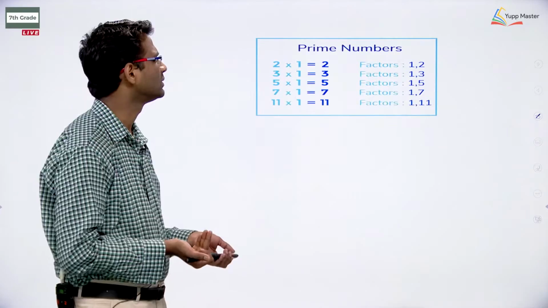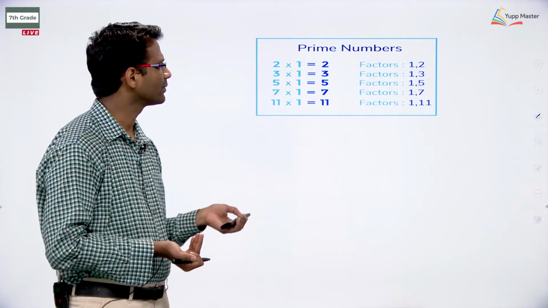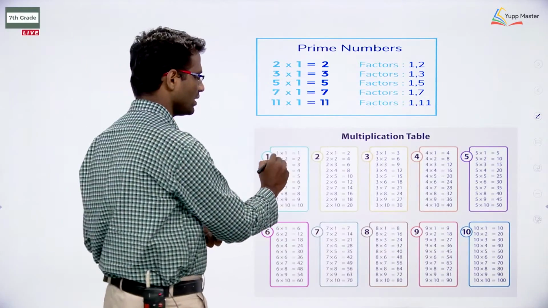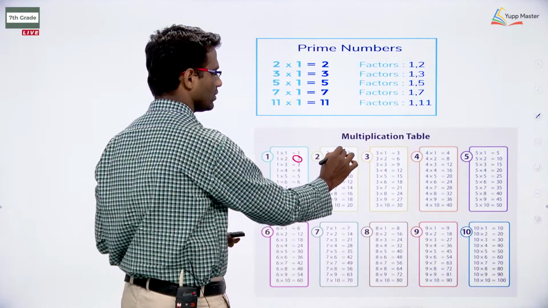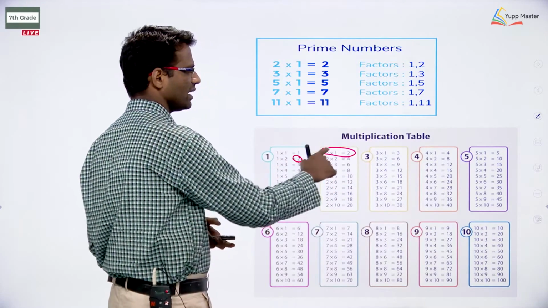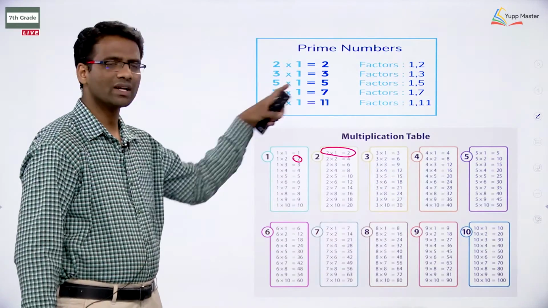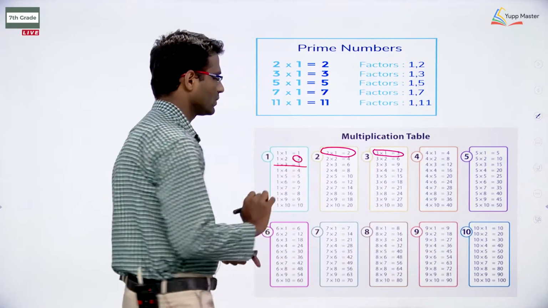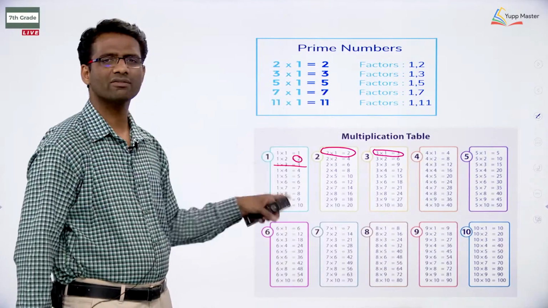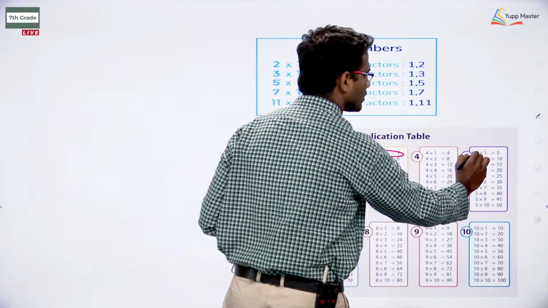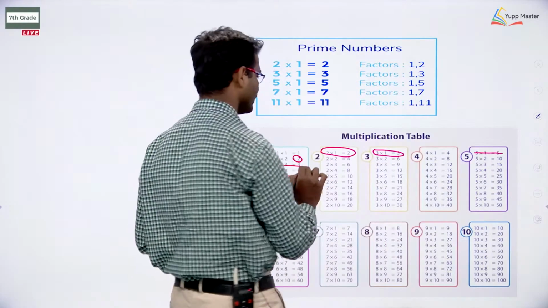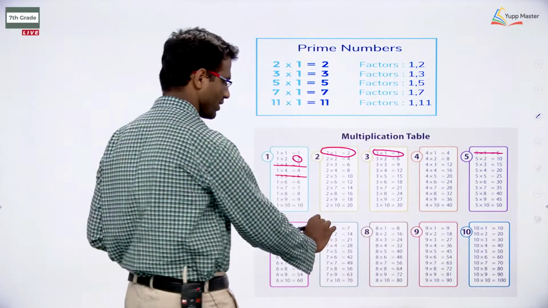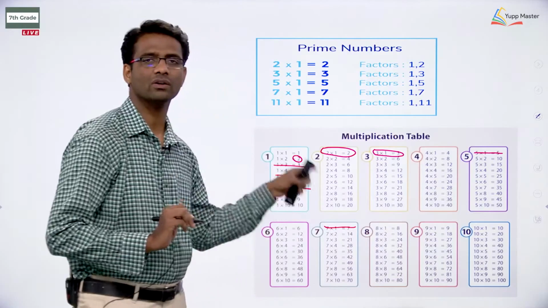Now see here, prime numbers, this chart has come again. I will elaborate it again. 2, can you find it here? See, here 1 twos are 2 and 2 ones are 2. Except here, you cannot find 2 anywhere else. And 3, 3 ones are 3. Here, see. 3 ones are 3 and it is in the 3 table. Now see here, 5 ones are 5. So in the 5 table you will find 5, and in the 1 table. In any other table you are not going to find 5.